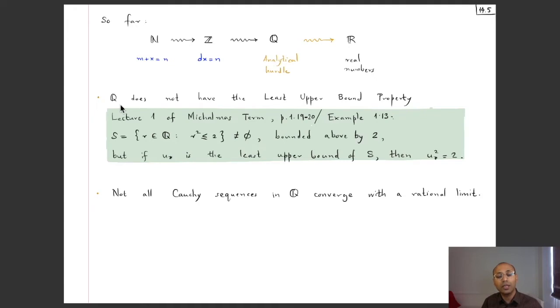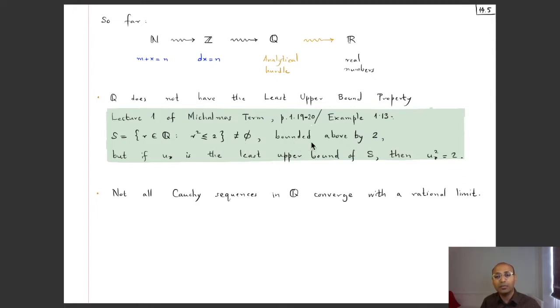The set of rational numbers we have seen already does not have the least upper bound property. So in lecture 1 of the Michaelmas term, if you look at the slides, and in particular slide numbers 19, 20, or alternatively example 1.13 in the lecture notes, then we had given the following example of a subset of the set of rational numbers, which is a non-empty subset. It is bounded above, but it does not possess a least upper bound in the rational numbers. So this set was the set of all rational numbers r whose square is less than or equal to 2, and this is not empty, for example, because the rational number 1 belongs to it.